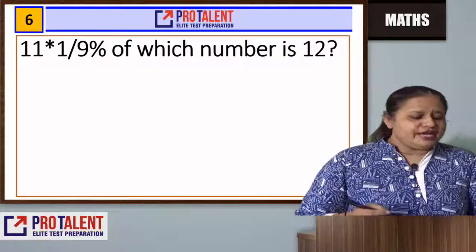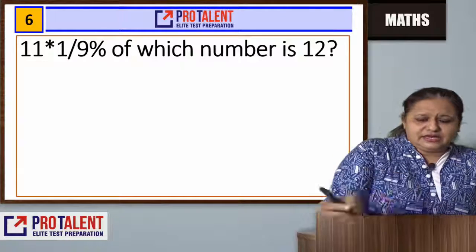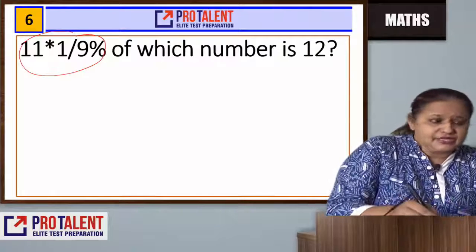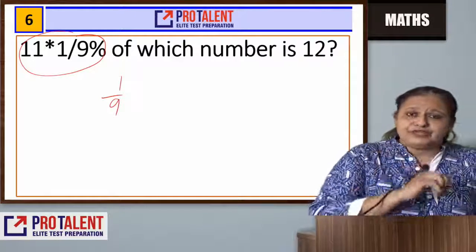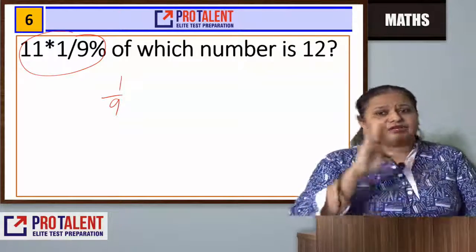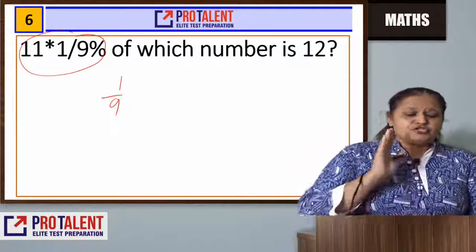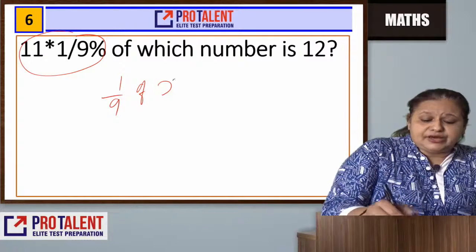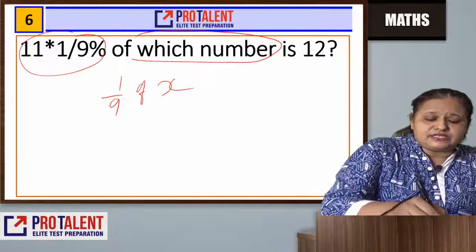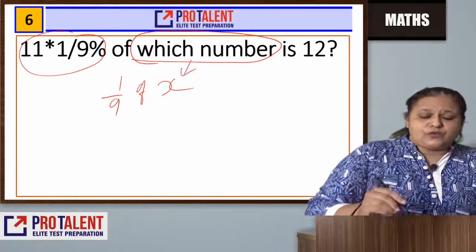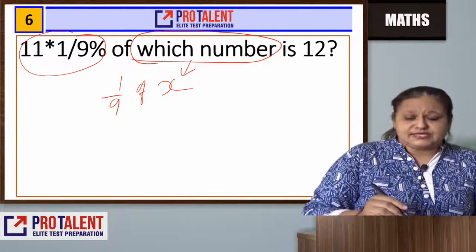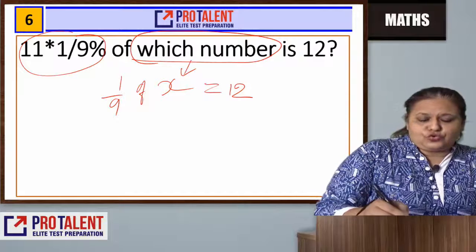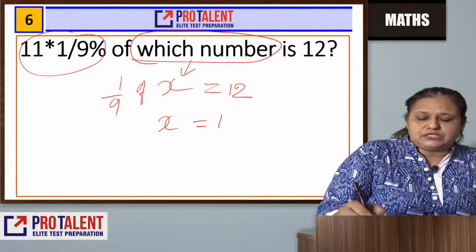Alright, fine. So 11 1 by 9 is nothing but 1 by 9. Today, as I said, we want to learn the language of percentages. So 1 by 9% of which number, which for us is going to be x. So 1 by 9 of x is 12, okay. So x is going to be 108.